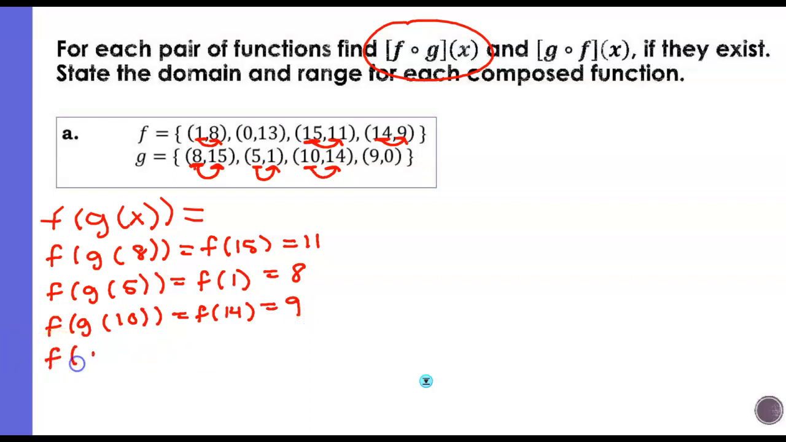Finally, we're going to do f of g of 9. So start out by finding g of 9. So I'm working this inside of the parentheses first. G of 9 gives me 0. So I have to find f of 0, which is 13.